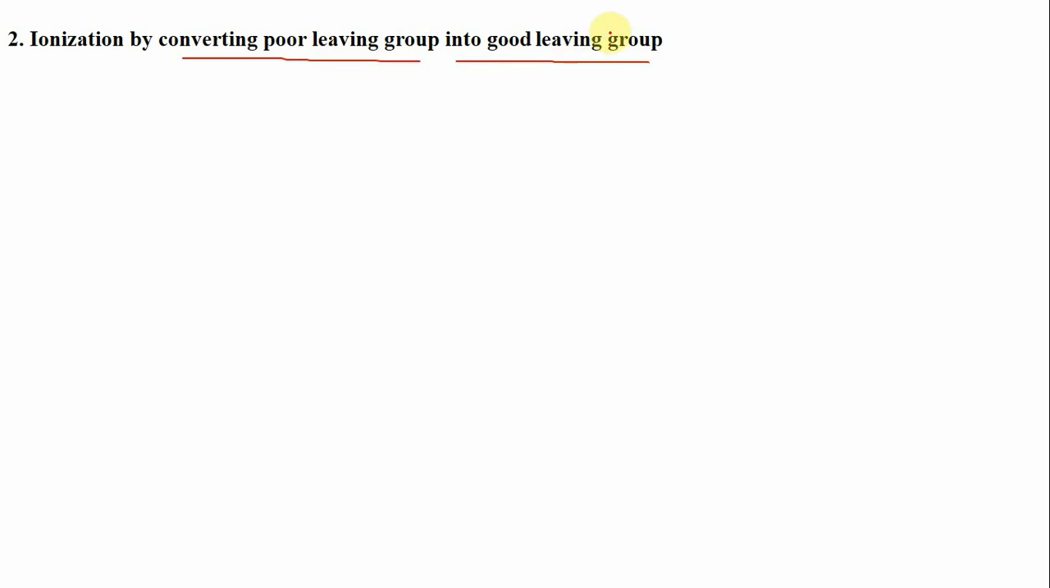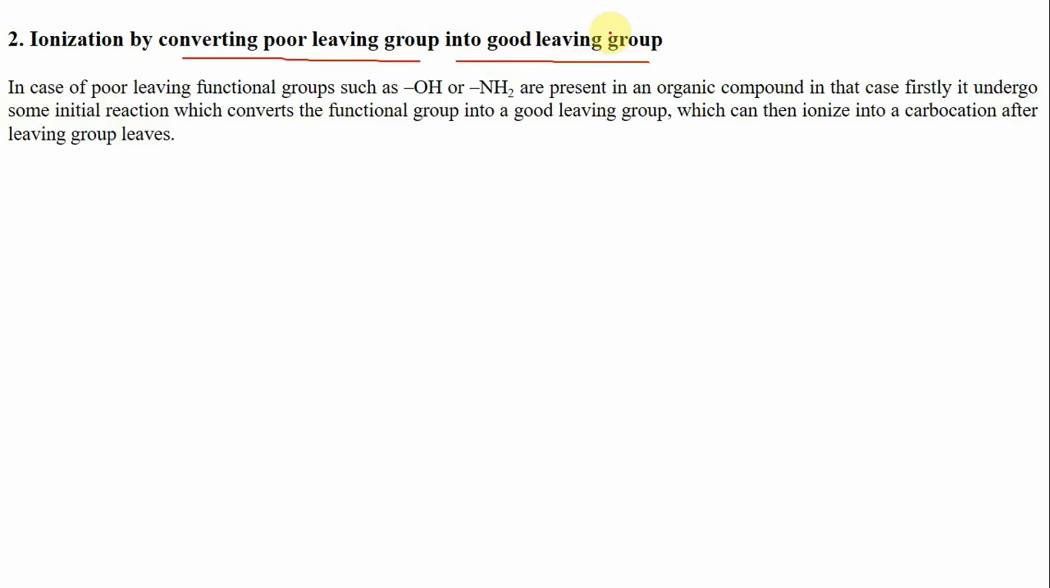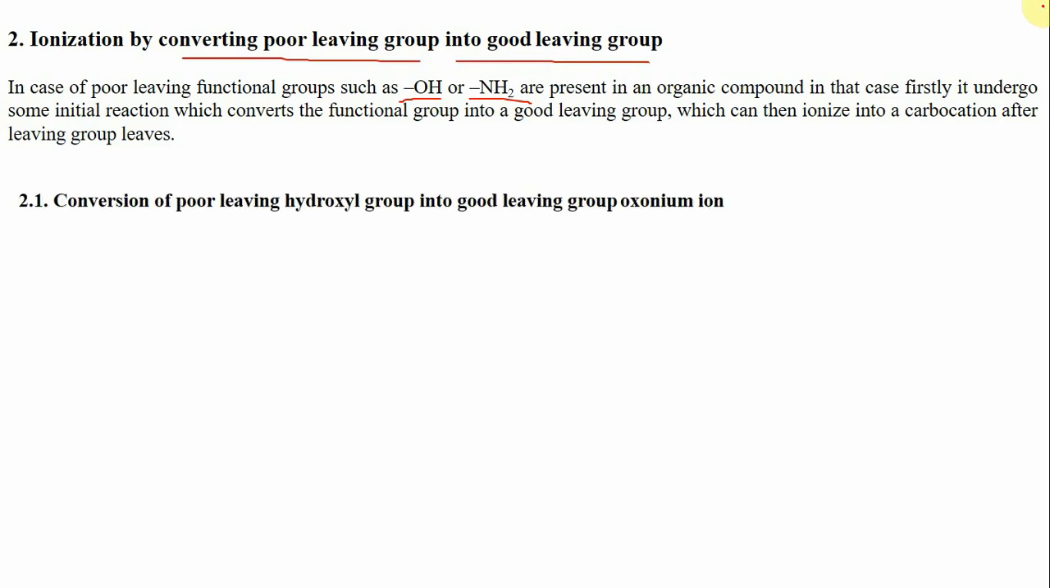This approach is used in the case of compounds containing a hydroxyl group or NH2 group, which are very poor leaving groups. In these cases, first the OH group or NH2 group is converted into a good leaving group, and then it leaves with the bond pair of electrons to give the corresponding carbocation. Let us see one by one.